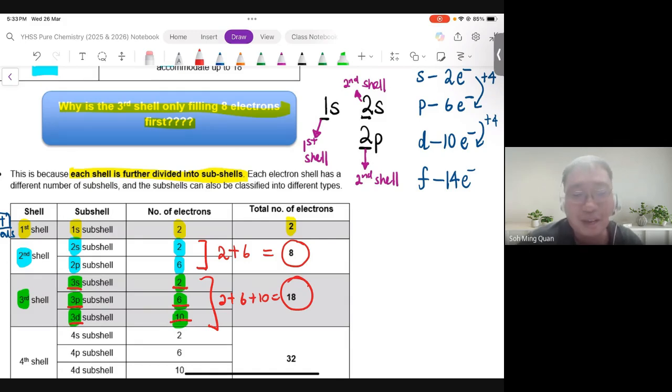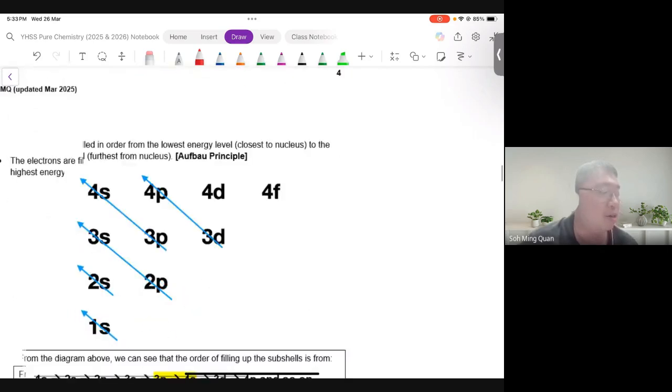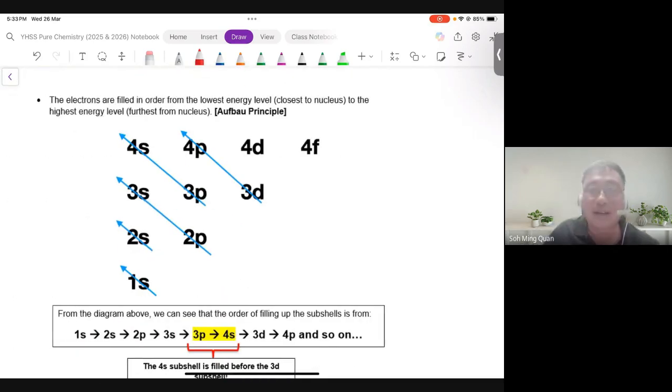All right? So why then do we teach you in Sec 3 that for the third shell, we only fill 8 electrons? And that is because of the next page. Now, the idea is the electrons must go into the shells and hence the subshells in a certain order. The order you have learned so far is in terms of shells: first shell, second shell, third shell. But now you have learned subshells. So let's learn the order of filling up the subshells.